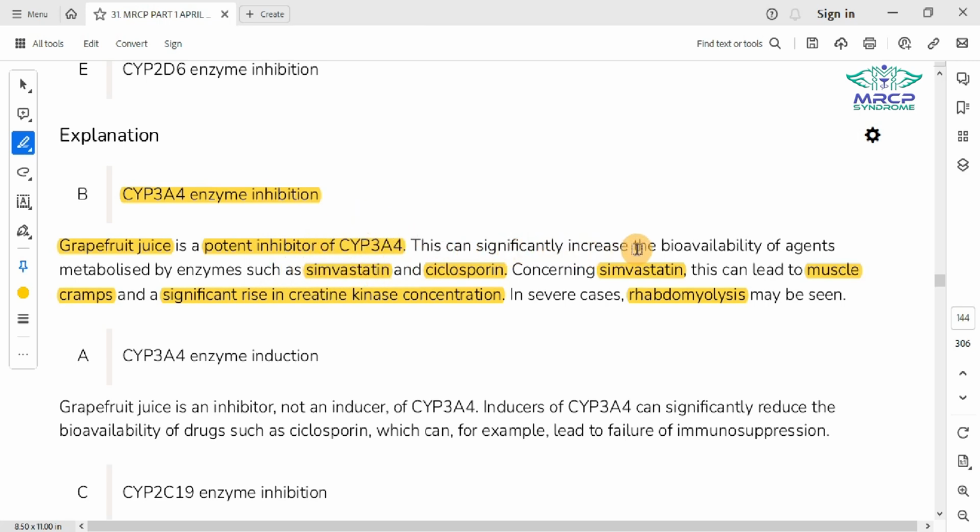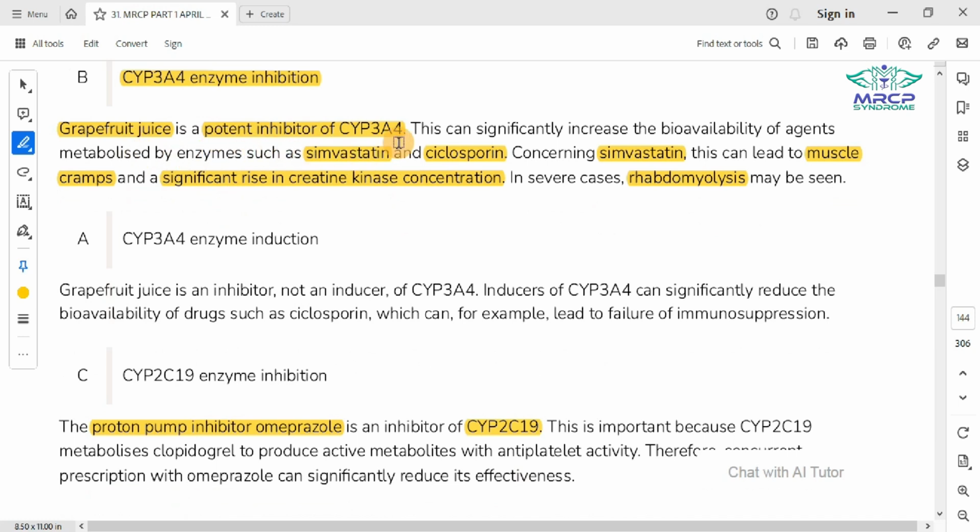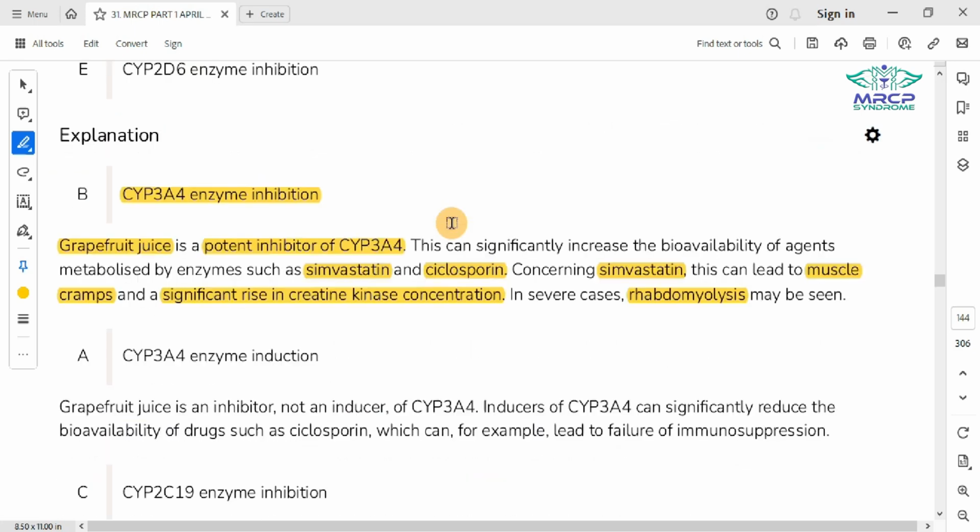This can significantly increase the bioavailability of agents metabolized by enzymes such as simvastatin and cyclosporin. Concerning simvastatin, this can lead to muscle cramps and a significant rise in the creatine kinase concentration. In severe cases, rhabdomyolysis may be seen.